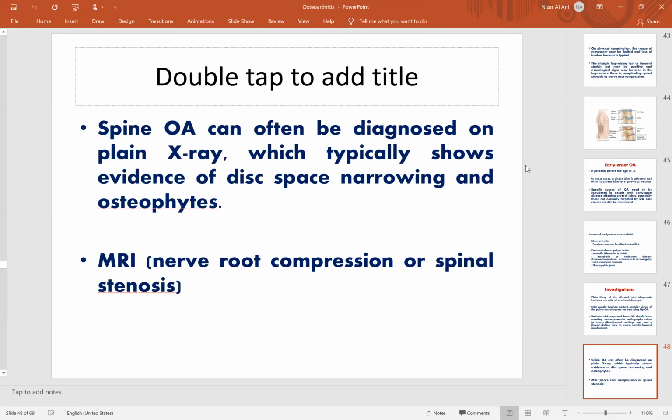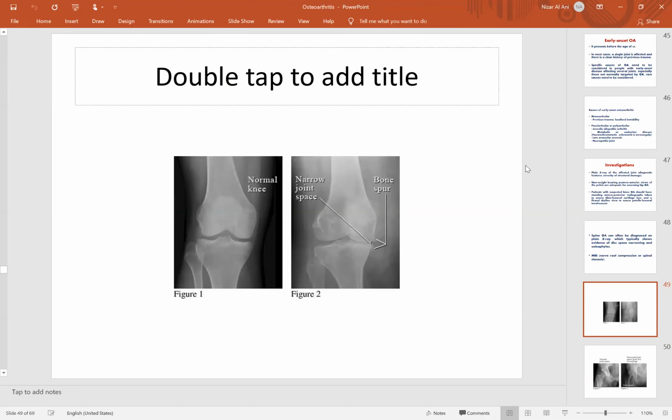Spine OA can often be diagnosed on plain X-ray also. It typically shows evidence of disc space narrowing and osteophytes, on the lateral view. MRI is indicated when there are signs of nerve root compression or spinal canal stenosis.